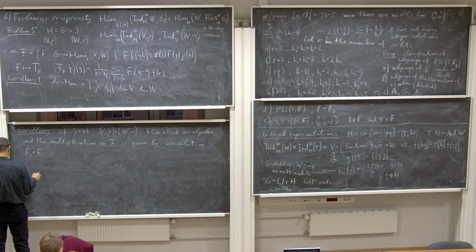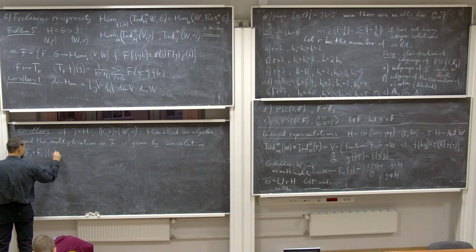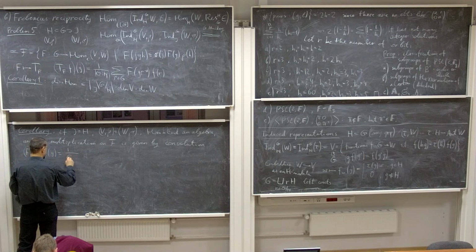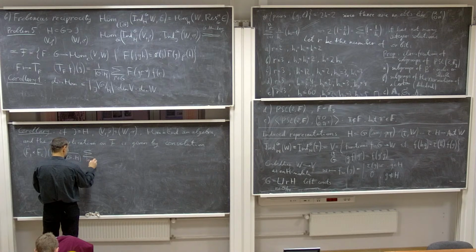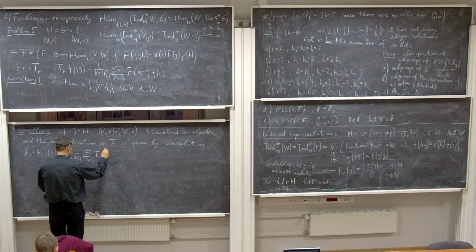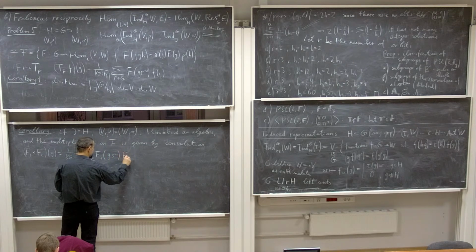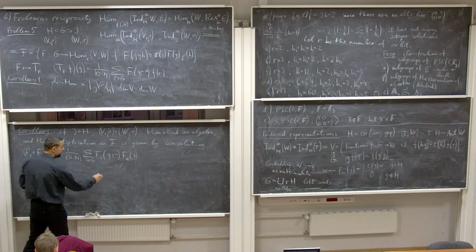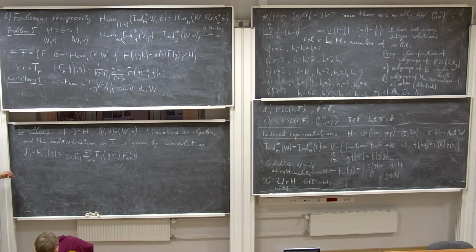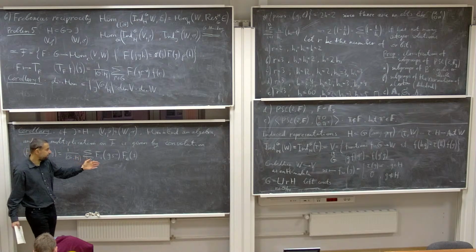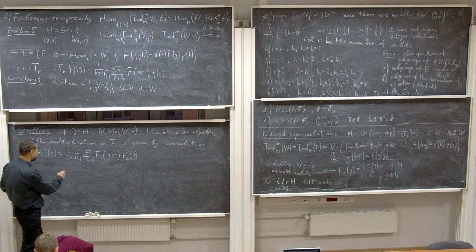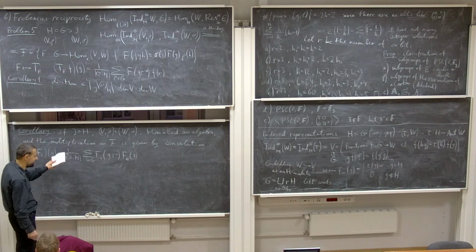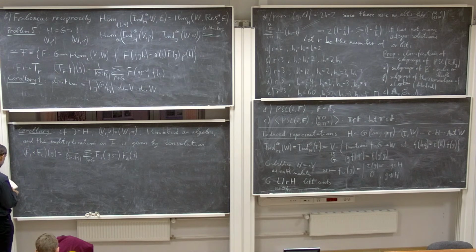F1 convolution F2 of G is again 1 over the index of H in G, the sum over all elements S in G, F1 of G S inverse, F2 of S. In fact, the multiplication in the group algebra of G is given exactly by this formula, by this convolution, and you just write the same formula. Okay.